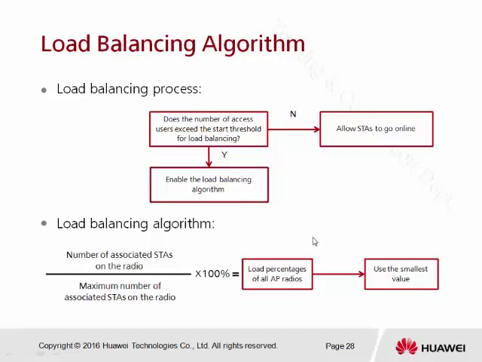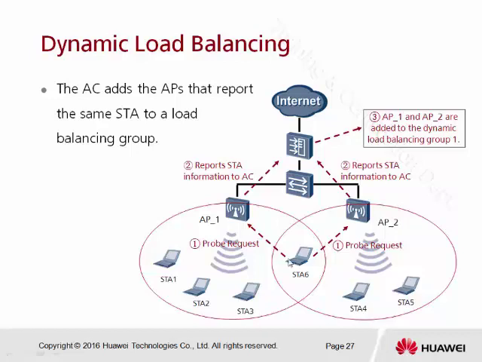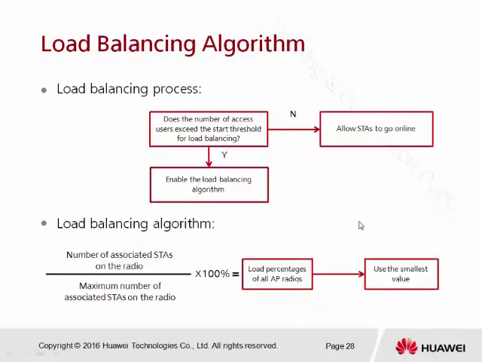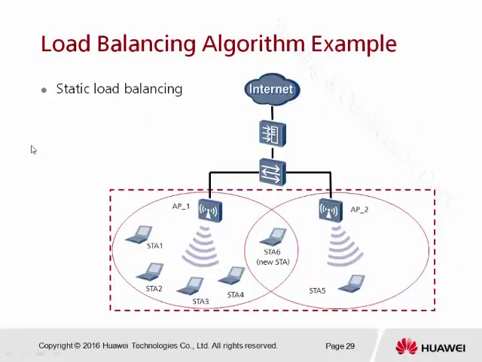So right now, when I put my STA between them in the overlapping area, here has already reached the 50% threshold, and over here the load is only about 33%. So my PC here will associate with AP number 2. Okay, so this is how they actually do the calculation here. This is a static load balance.